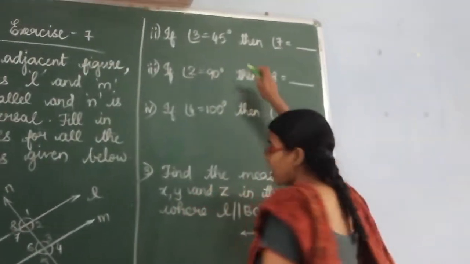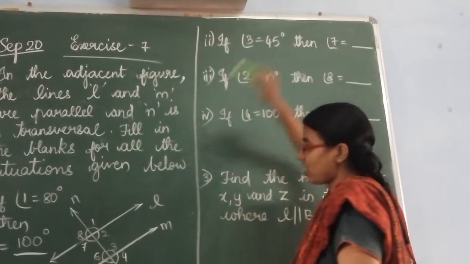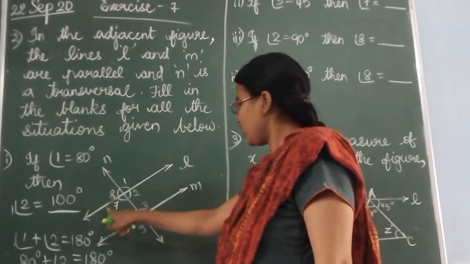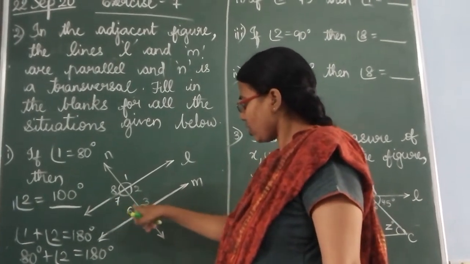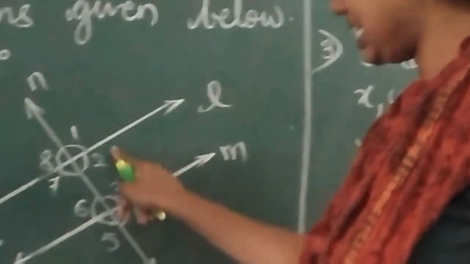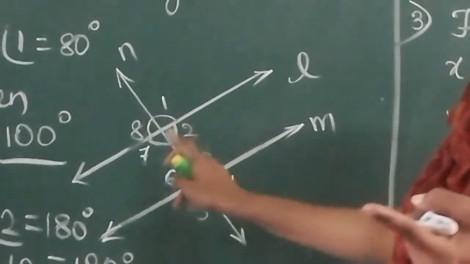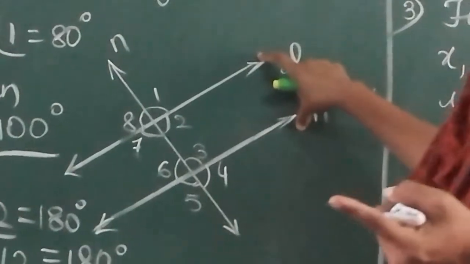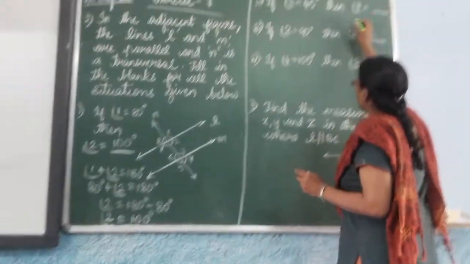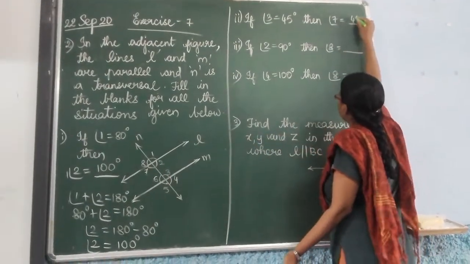Now, let us see the second bit. If angle 3 is equal to 45 degrees, then angle 7 is equal to how much? What are these two angles? You can see that both of them are interior angles, and they are alternate. You know that the parallel lines are there, and the alternate interior angles are equal. So, angle 3 is 45, so angle 7 also will be 45 degrees.